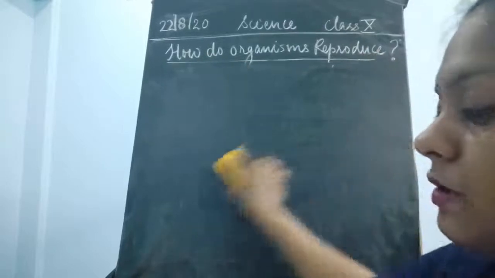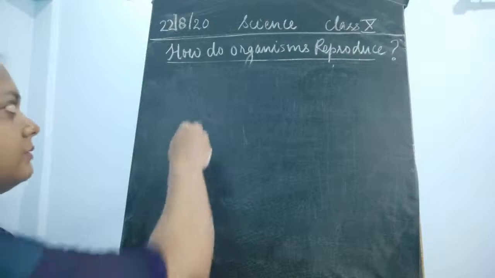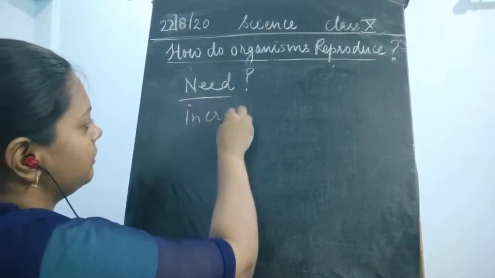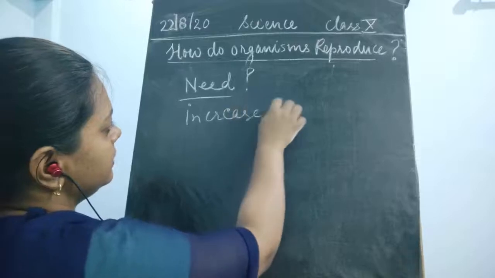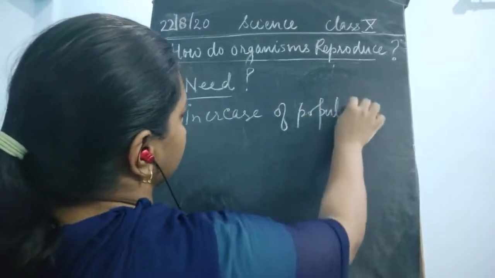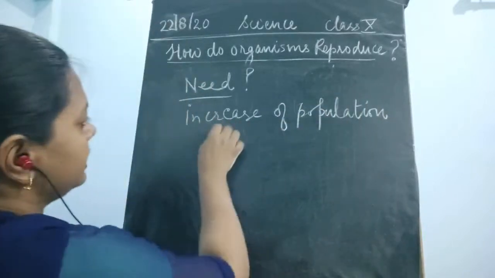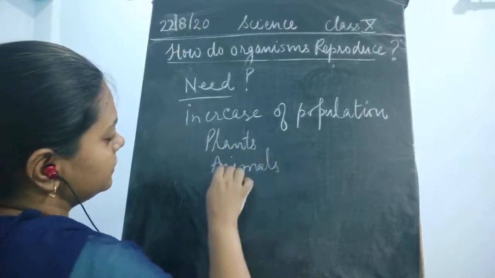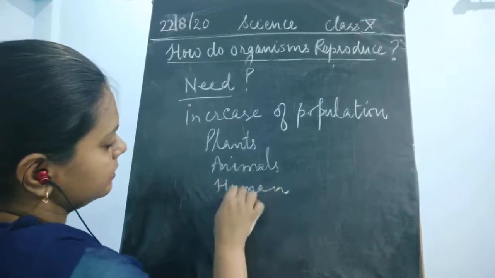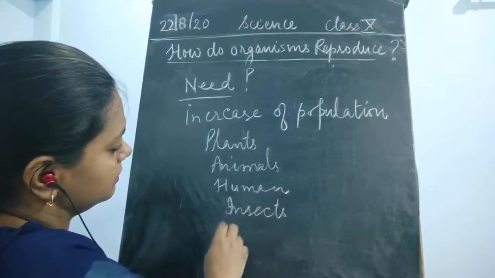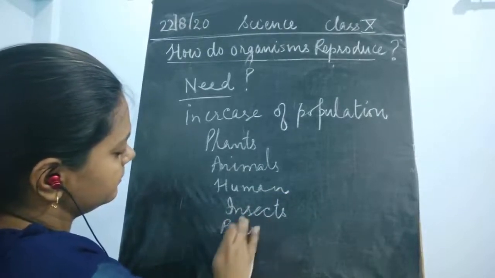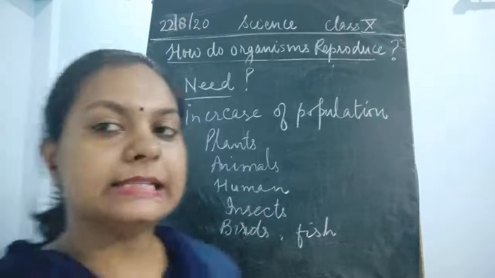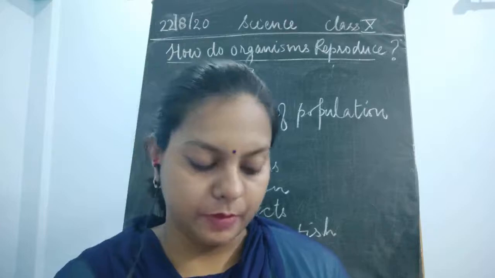So, what is the importance? What is the need of reproduction? Its need is that it helps in the increase of population. Okay. Now, if we talk about plants, animals, humans, insects, birds, fish, any life form, all these are increasing their number just because of the process of reproduction.